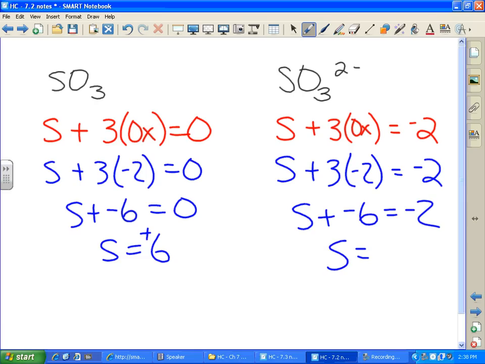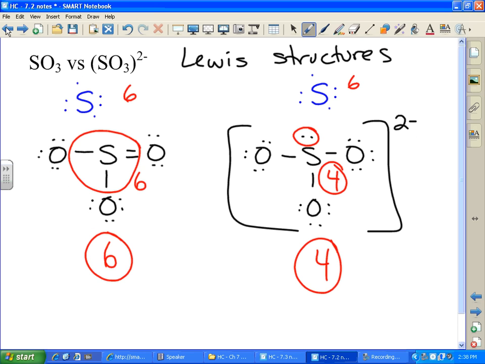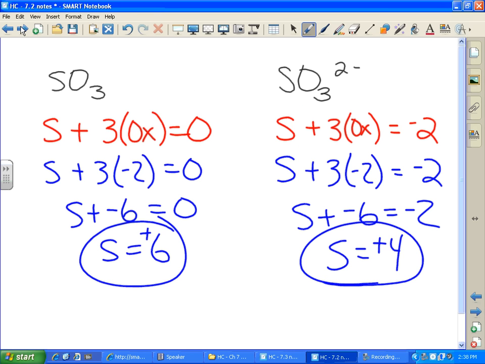Now, if we look at the significance here of +6 and +4, by doing a little bit of algebra, we were able to find our values of 6 and 4 without having to draw Lewis structures. That's all we're trying to do here. The significance of oxidation numbers.